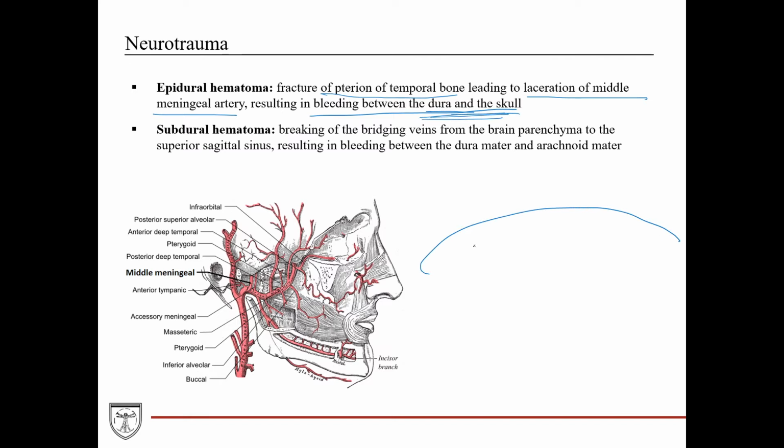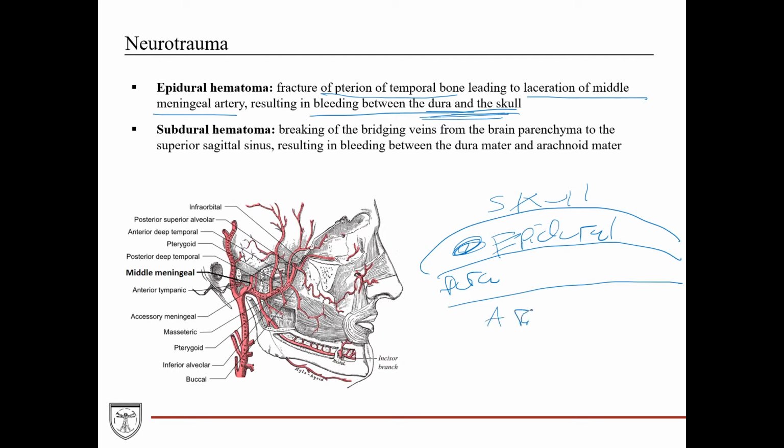So if you have the skull here, and you have the dura here, this is where epidural is going to be, above the dura. And then down here, you're going to have arachnoid, and this is where subdural bleeds are going to be. So subdurals are from breaking of bridging veins from the brain parenchyma to the superior sagittal sinus, and this results in bleeding between the dura mater and the arachnoid mater. So that's going to be in here.